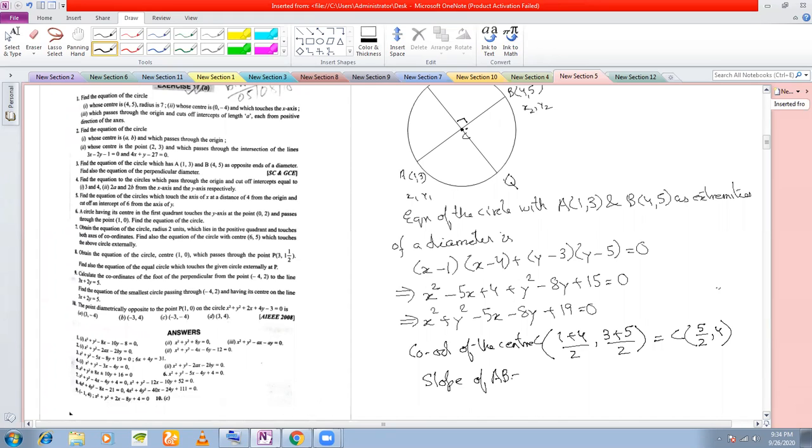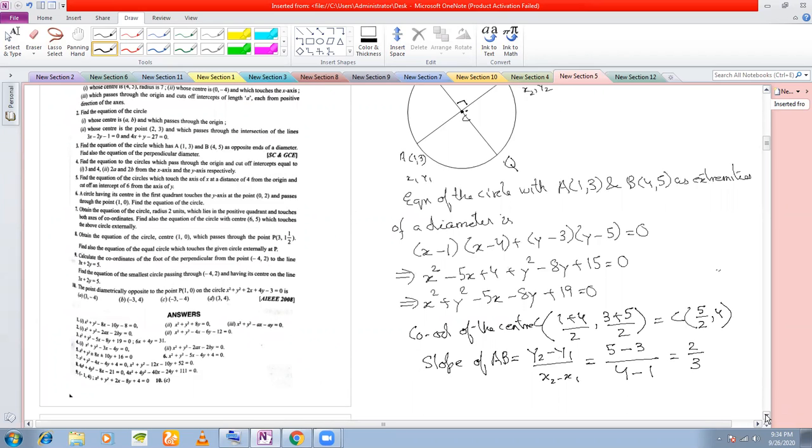Slope of AB is 2 by 3. Remember the formula: y2 minus y1 by x2 minus x1. So this is 2 by 3. This is the slope of AB.